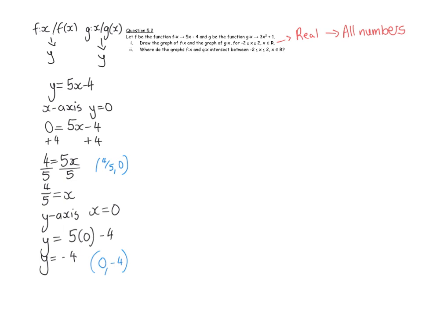So what we've done, just to recap there, is we figured out where the graph crosses the x-axis, and when it crosses the x-axis, y is equal to 0. And we figured out where it crosses the y-axis, and when it crosses the y-axis, x is equal to 0.